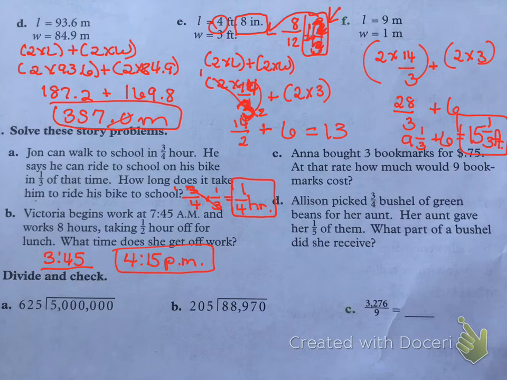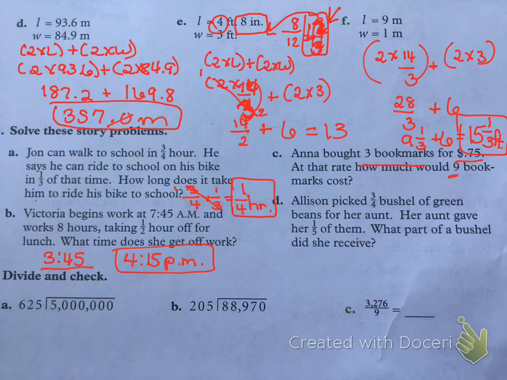All right, Anna bought 3 bookmarks for 75 cents. We want to know how much would it cost for 9 bookmarks. Okay, there's a couple ways you can do this. You can take 75 cents and divide it by 3 to figure out how much they are a piece. Or you can figure out how many 3s are in 9. Either way, it will get you to the right answer. So if you do how many 3 goes into 75, it's going to go 25 times. So that means they're 25 cents a piece. And then you could multiply that times 9. So 25 cents times 9.